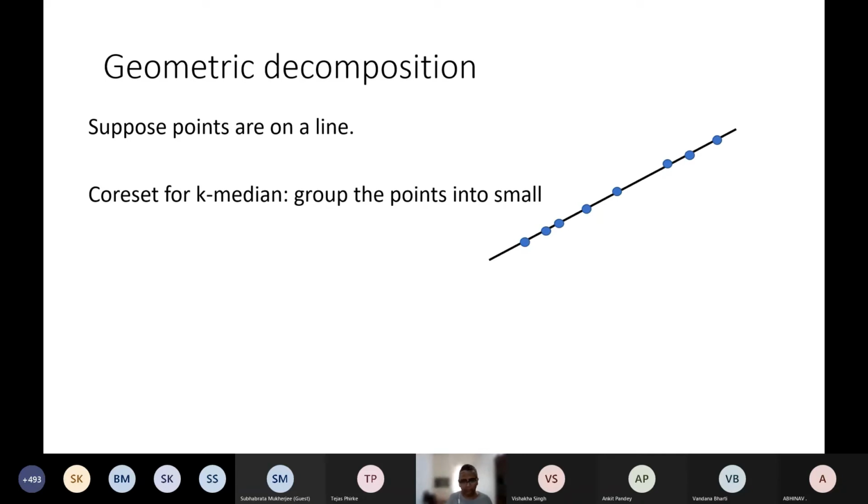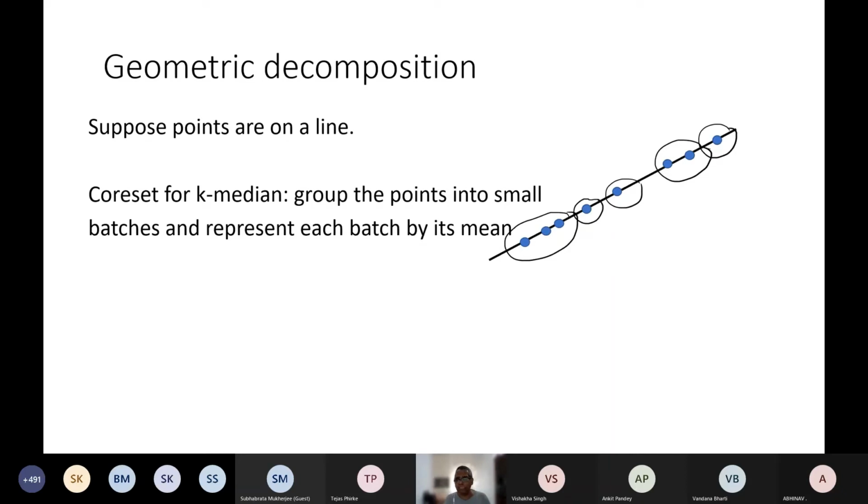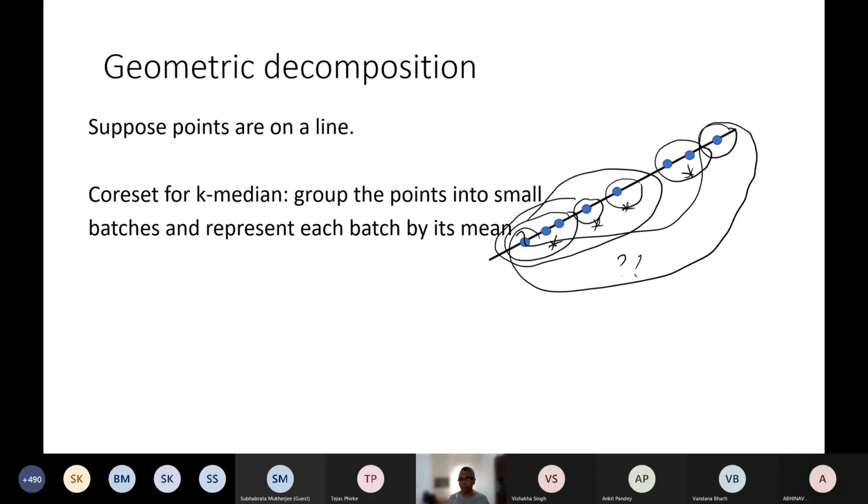And what we'll do is the following. For the coreset for the k-median, we will group the points into small clusters, and we will maintain one representative from every group. We will perhaps keep the average of every group. Because the number of groups will be less than the number of original data points, I will have reduced the number of data points. Two questions: how many groups do I create, and how do I group them? For instance, can I just group this point with this point? Is this a valid group? Should I be grouping all these points together? How do I know what the group is?